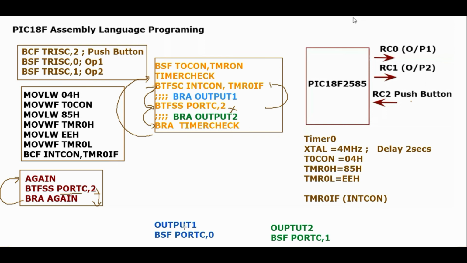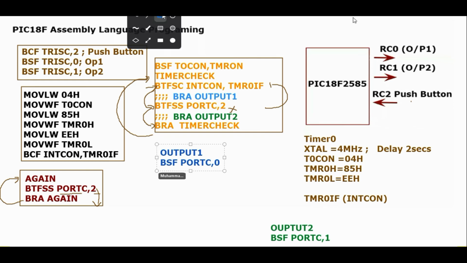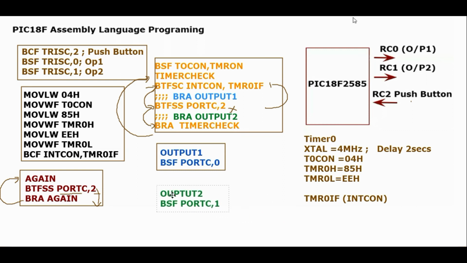Either we go to output 1, in which we are turning on the bit connected, or the LED connected to RC0, right? So that means I can actually move this part over here. This is going to be the next part. And then we will actually move to output 2.